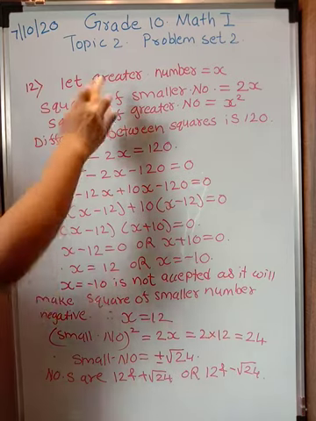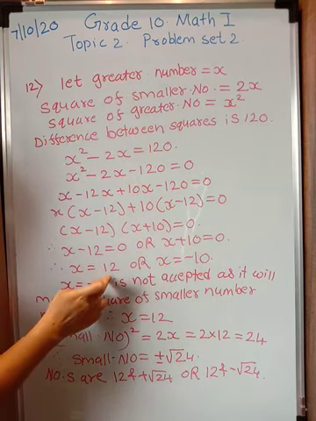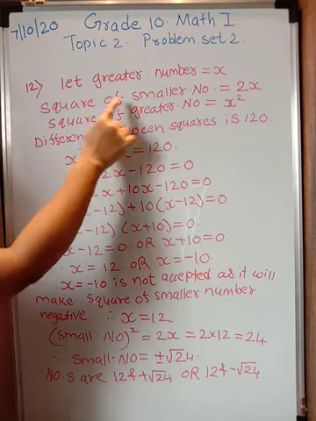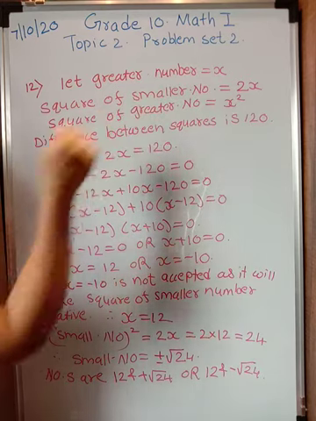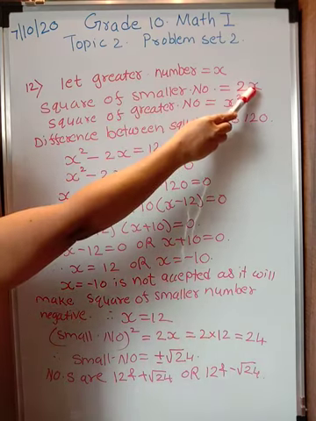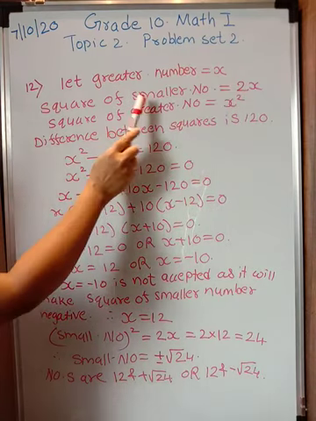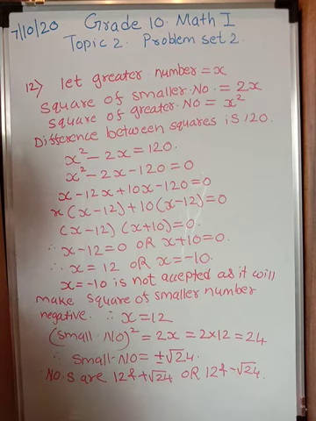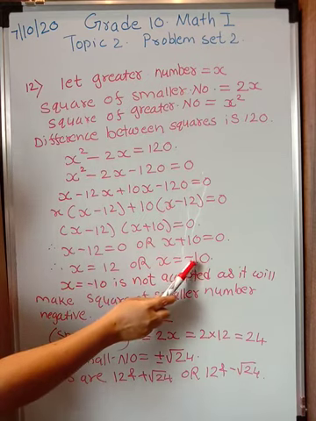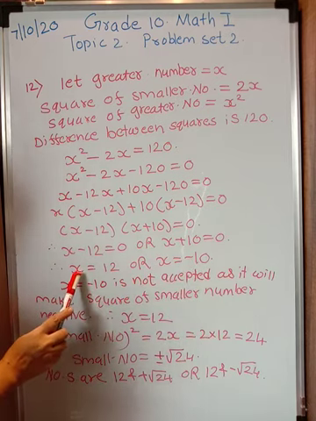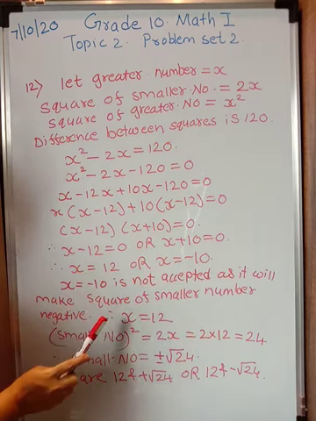Now what is x? Greater number. So we have two choices. Now see, x cannot be minus 10 because what is the square of the smaller number? It is 2 into x. If I put minus 10 over here, minus 10 into 2 will be minus 20. So the square of the smaller number will be minus 20. And the square of a number is never negative. So your answer can't be minus 10. This is not acceptable. And therefore there is only one choice, that x will be equal to 12.